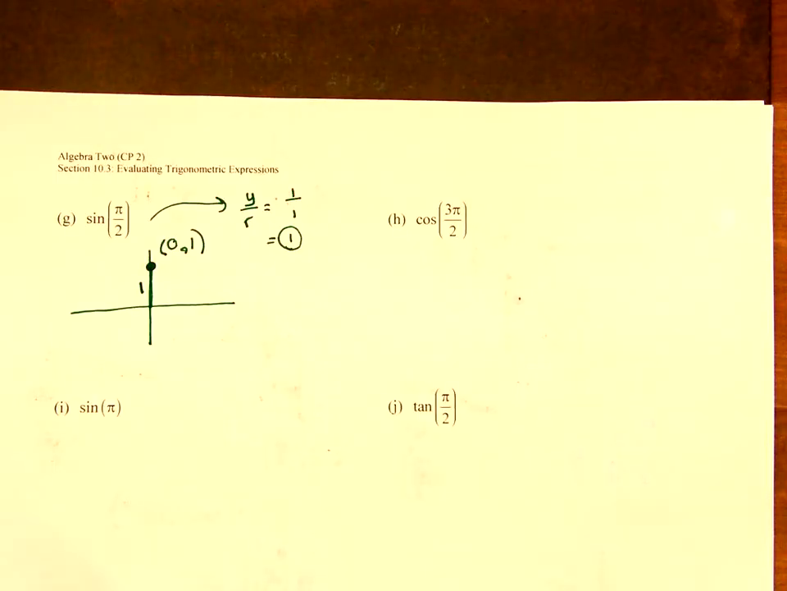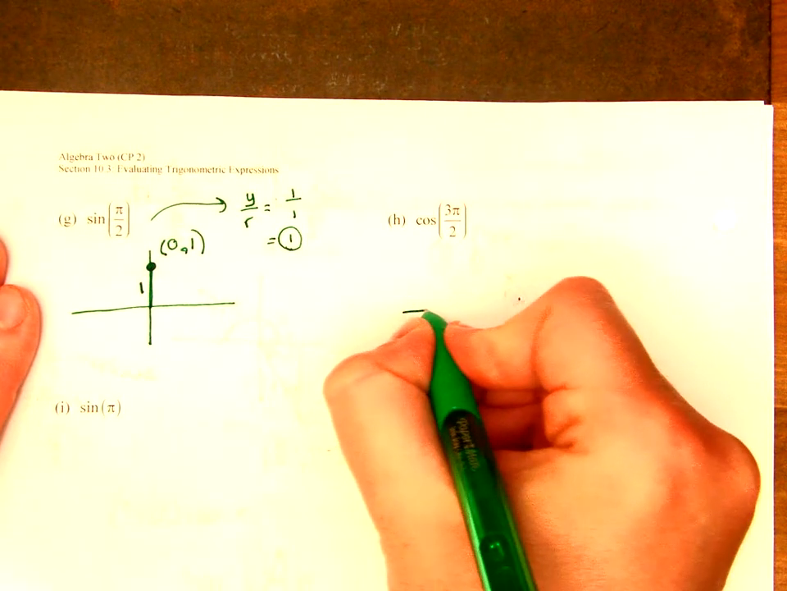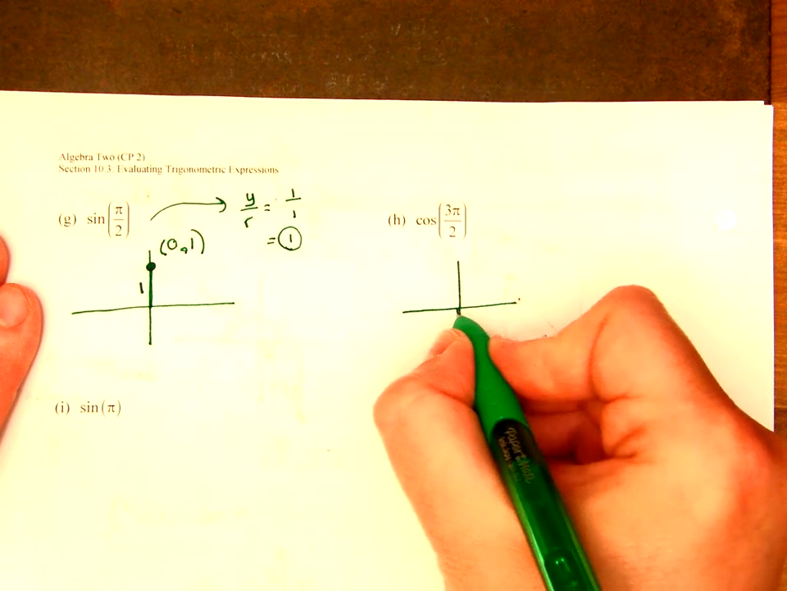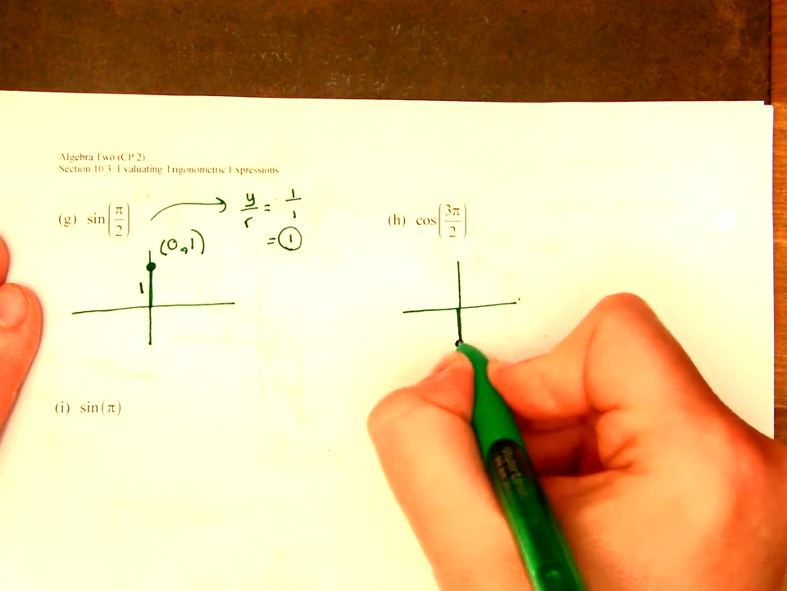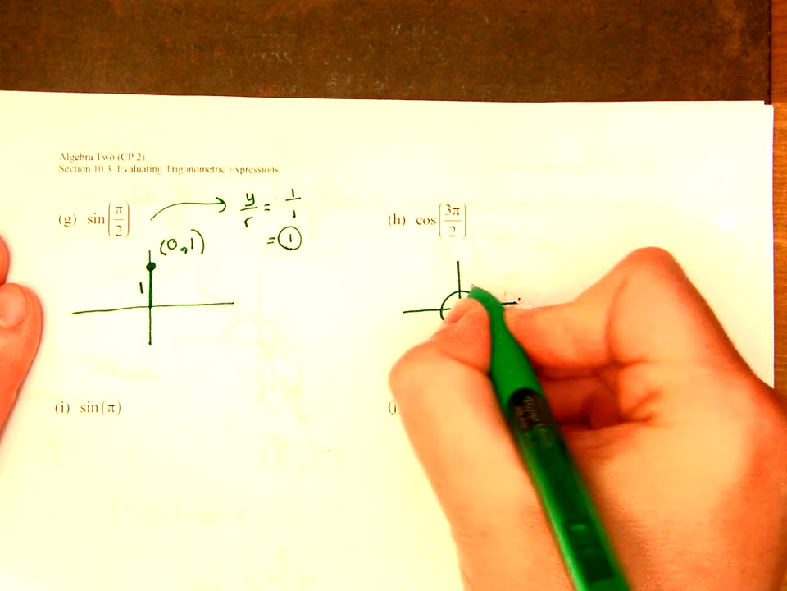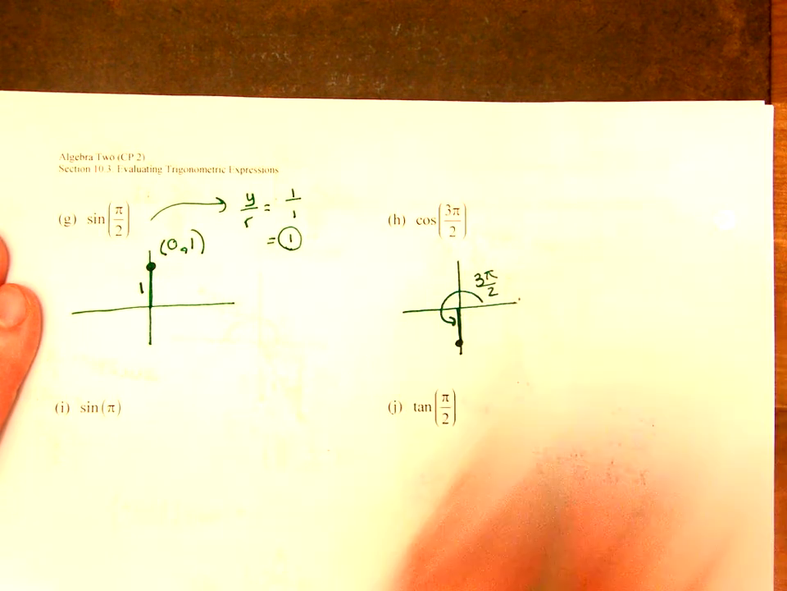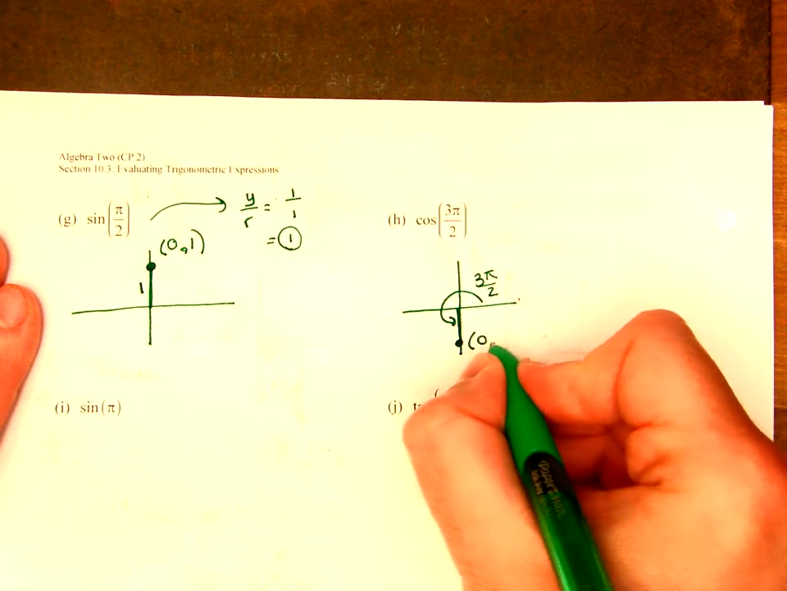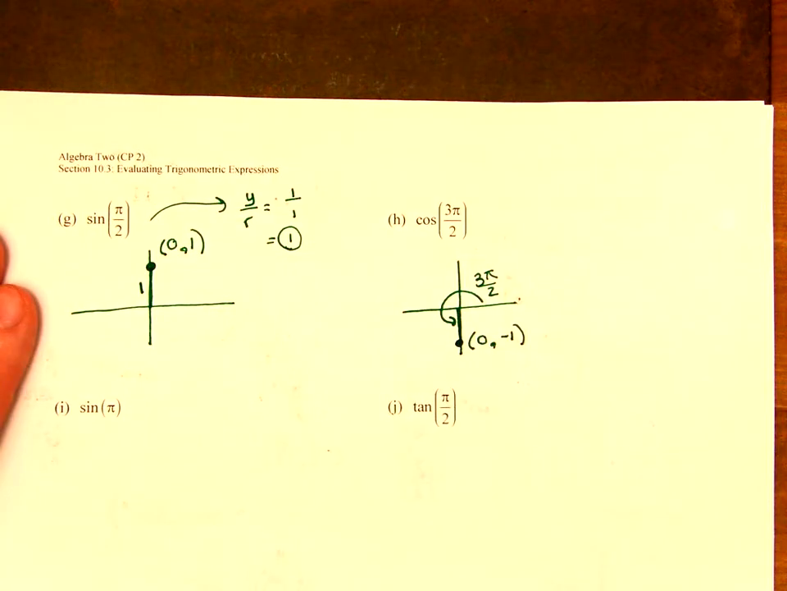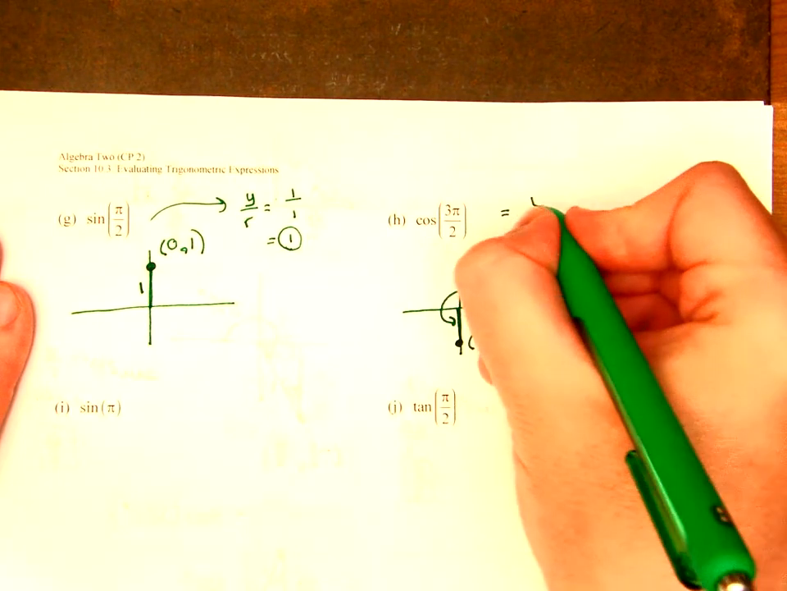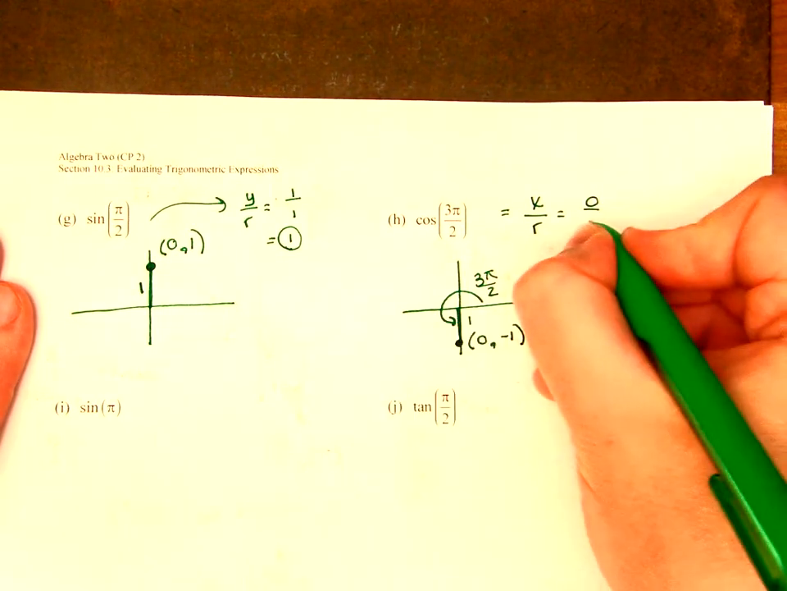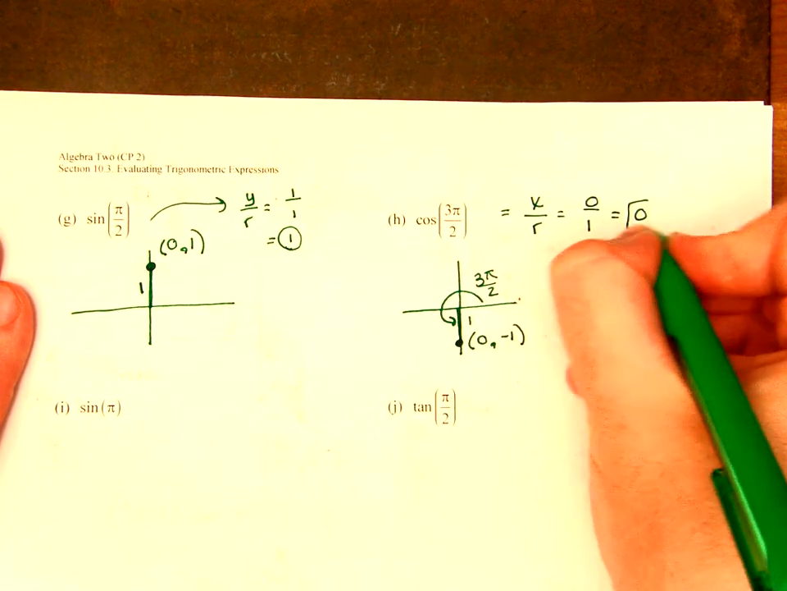Let me show you a couple more of these. Cosine of 3 pi over 2. Well, I know 3 pi over 2 is pointing straight down. So for cosine of 3 pi over 2, the angle looks like this, 3 pi over 2, or 270 degrees. Coordinates of this point are going to be 0, -1. Well, I want an x over an r. X coordinate is 0, my radius is 1 because it's always 1. I'm going to get 0 out of that.